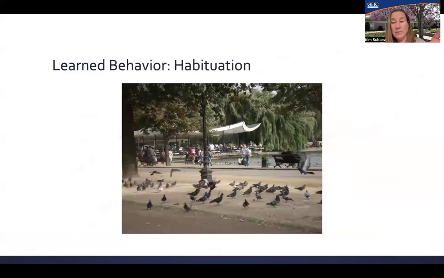Then we've got different types of behavior. We've got innate, which we told you that you were born with. These are instincts you just know. And then we've got learned behavior. So habituation is definitely learned behavior.